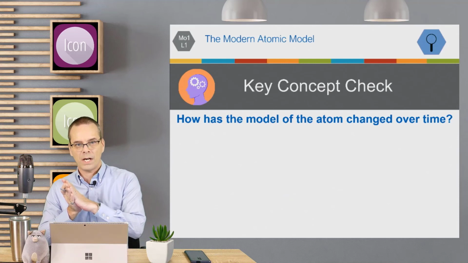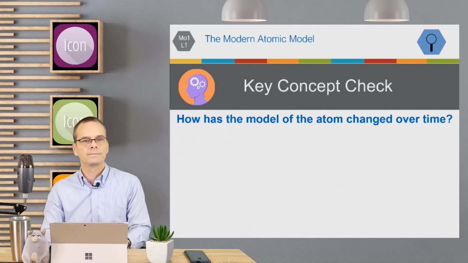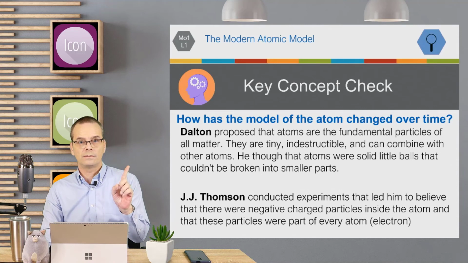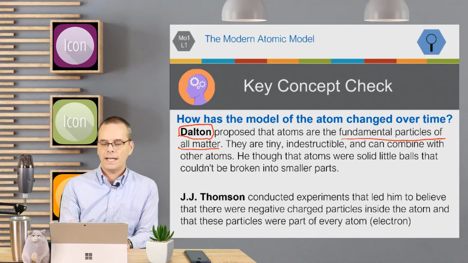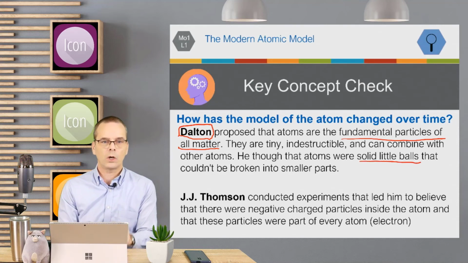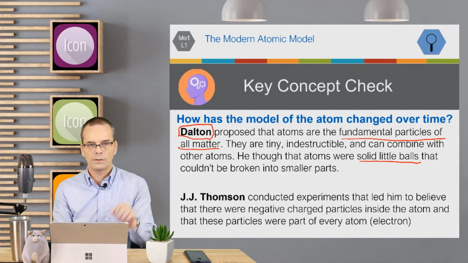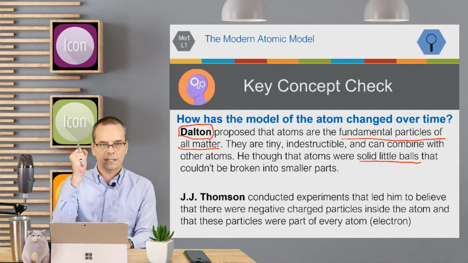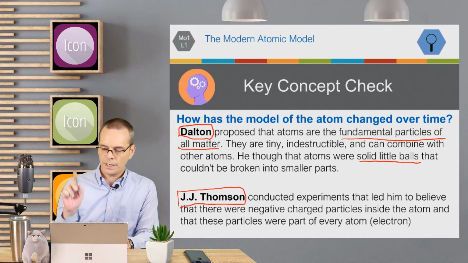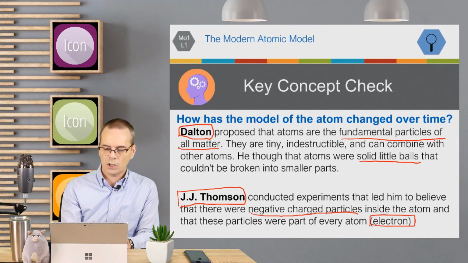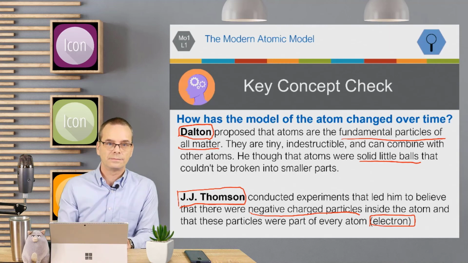So how has that model of the atom changed over time? Well, Dalton proposed, so here are these guys again, that all atoms are the fundamental particles of all matter. And he thought that all atoms were solid little balls. They couldn't be broken apart into smaller parts. They were just one big solid ball. J.J. Thomson did experiments and said, hey, wait a minute, there's an electron, or a negatively charged particle, inside that atom.